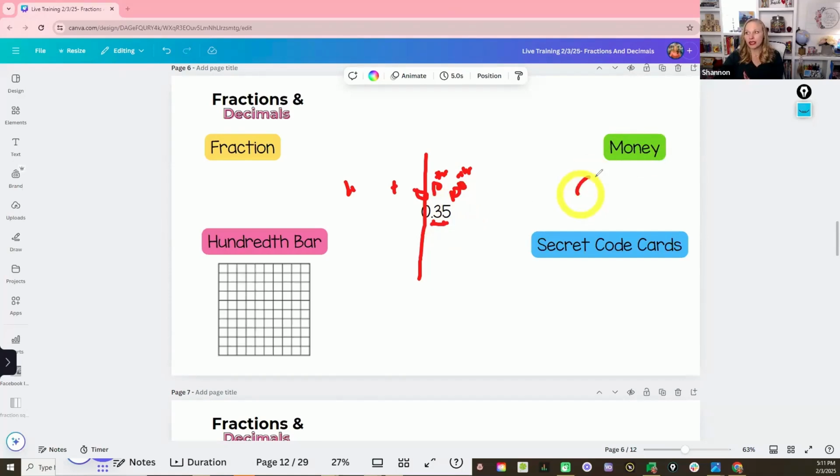Okay, so I'm going to label with money. That means I need 3 dimes, pretend that handwriting is awesome. And then I need 5 pennies. I'd put a 1 in all of that. I'd write my fraction. Say it how you read it. Write it how you read it. 35 hundredths. I have my hundredth bar. So now I know one of these is a hundredth. How do I get to 35 of them? And they're going to show me on their hundredth bar. 35 hundredths. Now they're going to show me with their secret code cards.